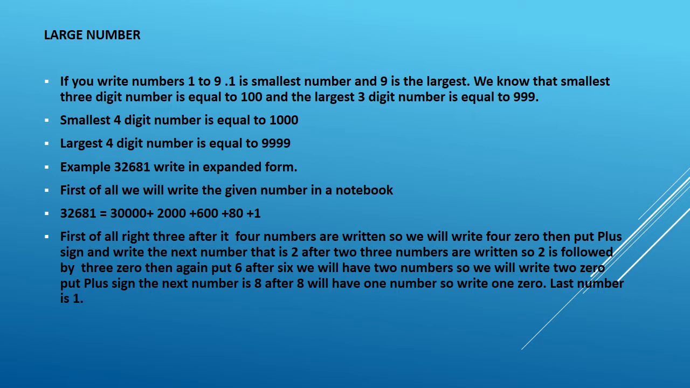First of all, we'll write the given number in our notebook. Example: 32681, write in expanded form. First of all, write 3. After it, 4 numbers are written, so we will write 40. Then put a plus sign and write the next number, that is 2. After 2, 3 numbers are written, so we will write 30.